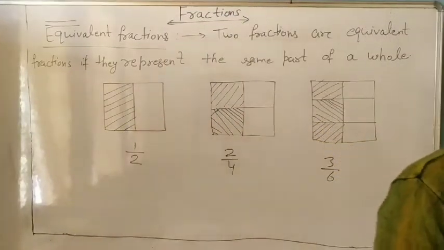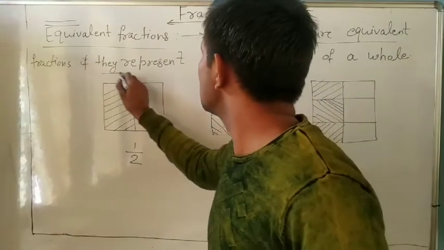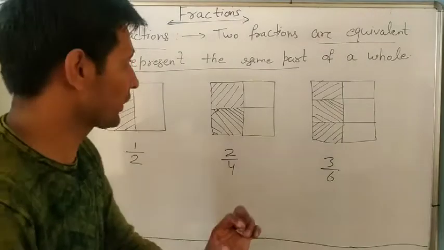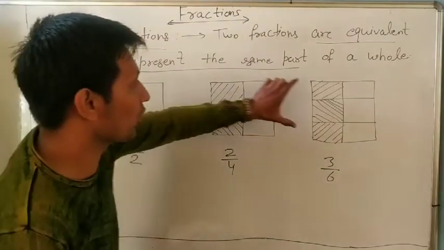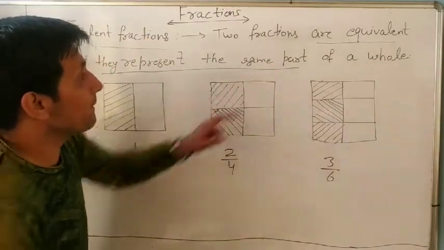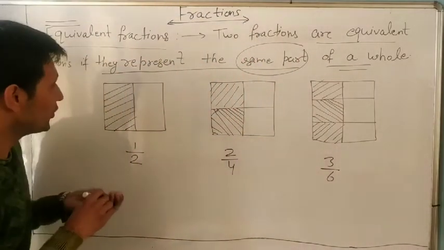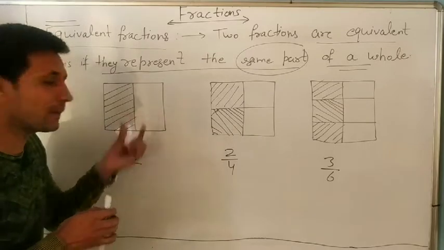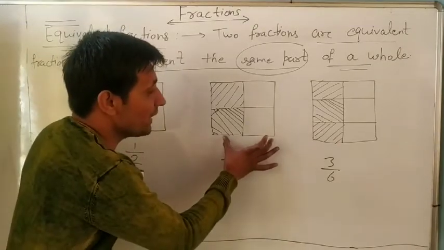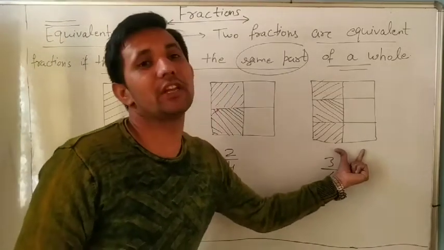Equivalent fraction means two fractions are equivalent if they represent the same part of a whole. Suppose you have a chocolate. This is one chocolate, and all these three chocolates have the same size. They represent the same part of a whole. First you divide this chocolate into only two parts. Next time you divide the same chocolate into 4 equal parts. Here you will divide it into 6 equal parts.